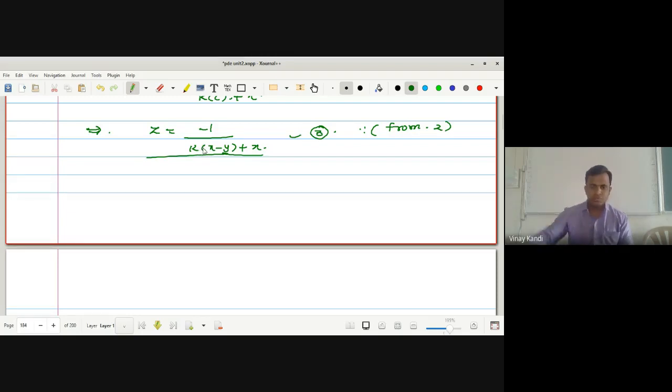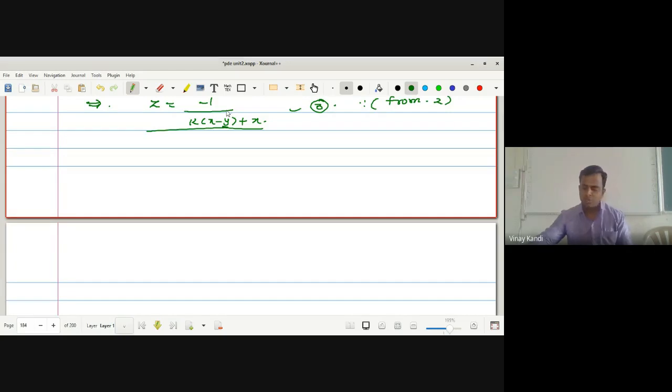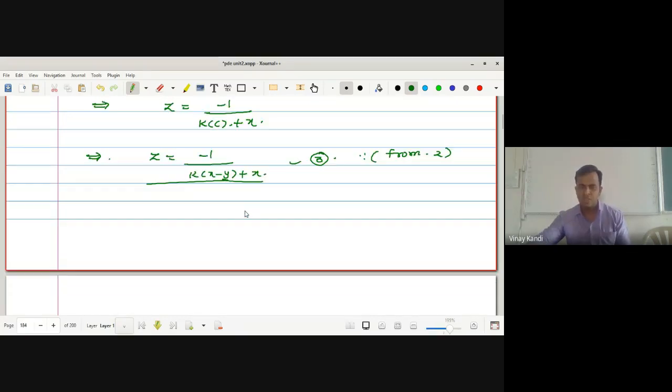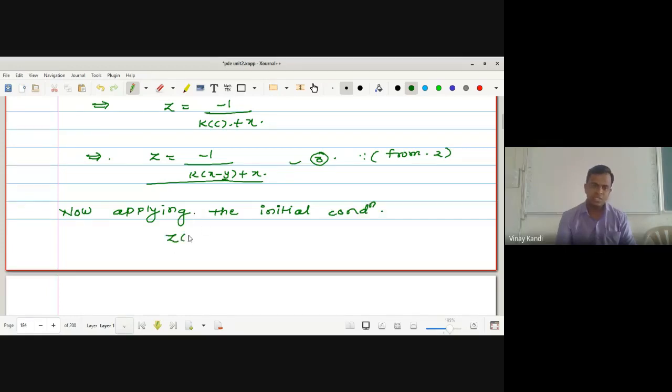So this is the surface. Okay, now we have to apply the initial condition. What is the initial condition? Z of x, 0 is equal to f of x, and using that initial condition you have to find the value of k of x minus y. Okay, look at it. Now applying the initial condition. What is the initial condition? Z at x, 0 is equal to f of x. Okay, function of x.